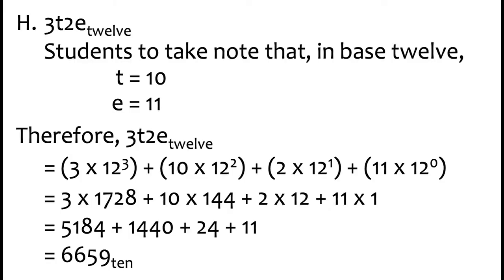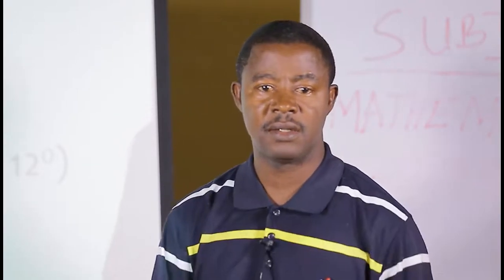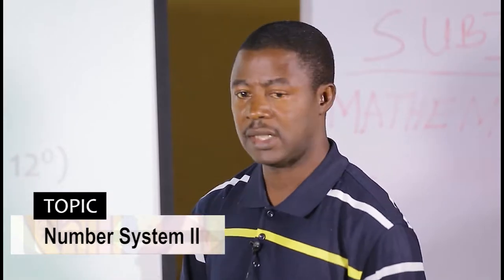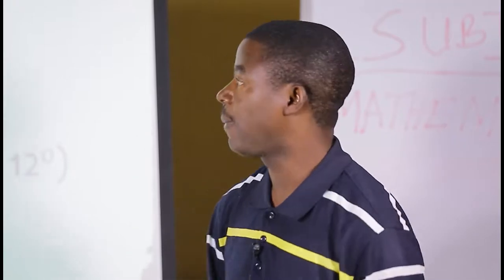And then the next question, which is the last question, of course, H, we have to convert 3T2E base 12. The question again, 3T2E base 12. We have to convert it to base 10. And what brought letters in number systems is for the sake of convenience.